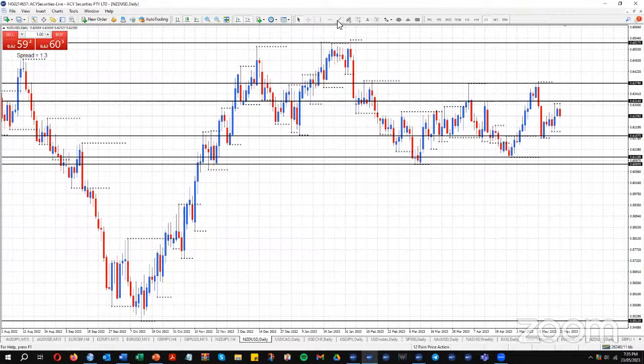It could even come up, could hit here and fail against that high, or it could come up to the top and fail. This failure here was when we had the last interest rate decision, a 50 basis point rise.